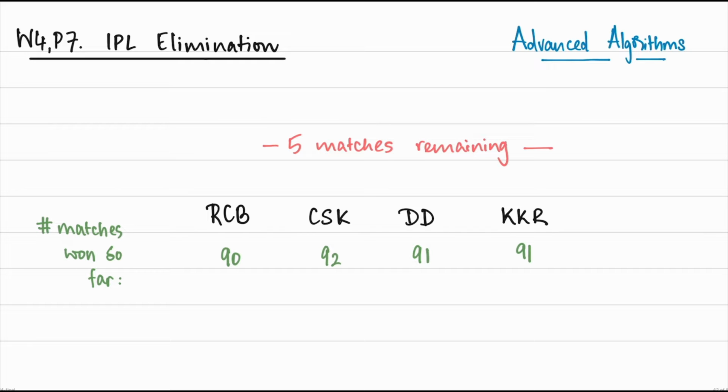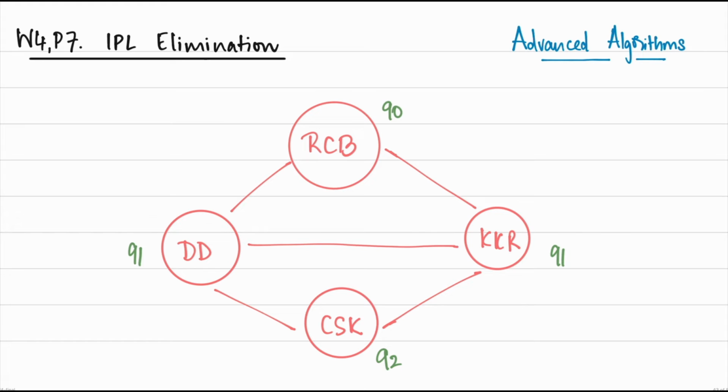So the question we are asking ourselves at this point is, can these matches have an outcome such that the number of matches won by Bangalore at the end of the day is at least as much as the number of matches won by any other team, right? So in some sense, can Bangalore at least tie for the top spot in terms of total number of matches won? And let me actually draw this out like a diagram here.